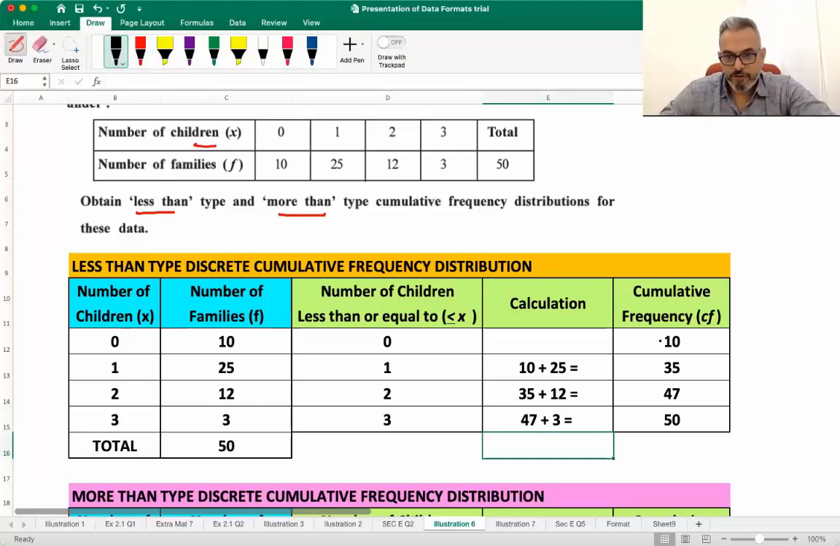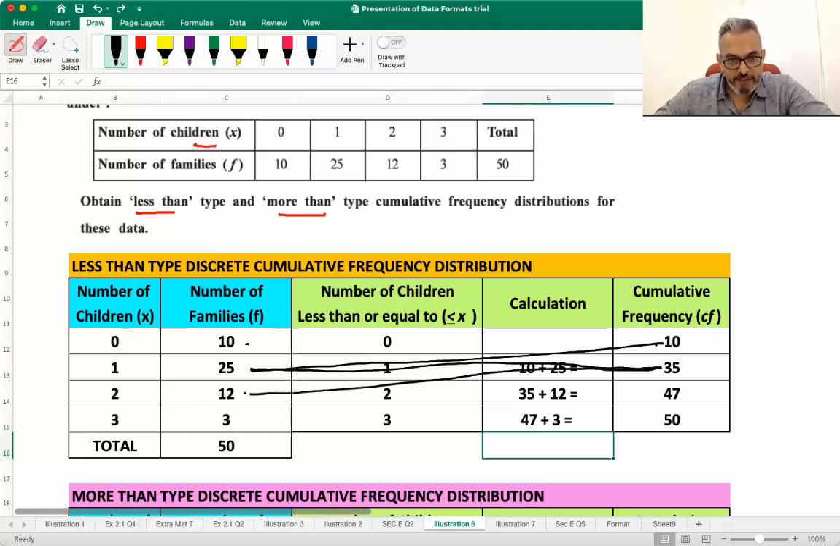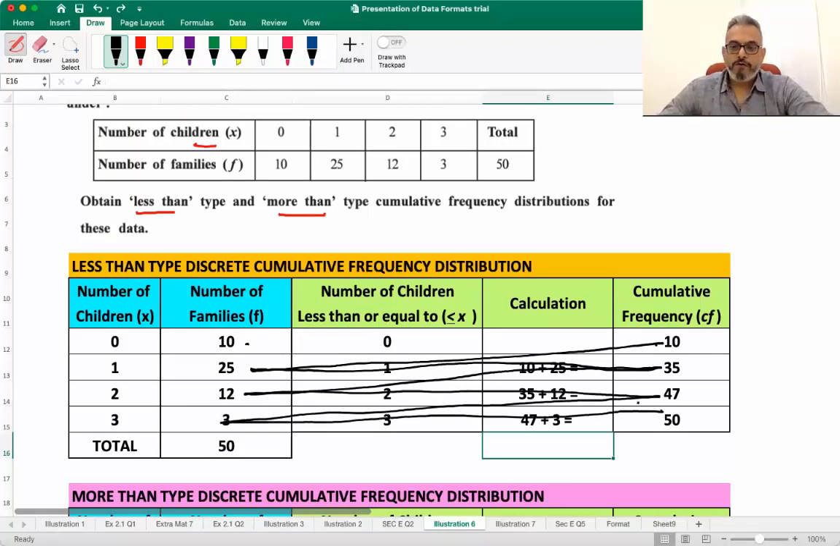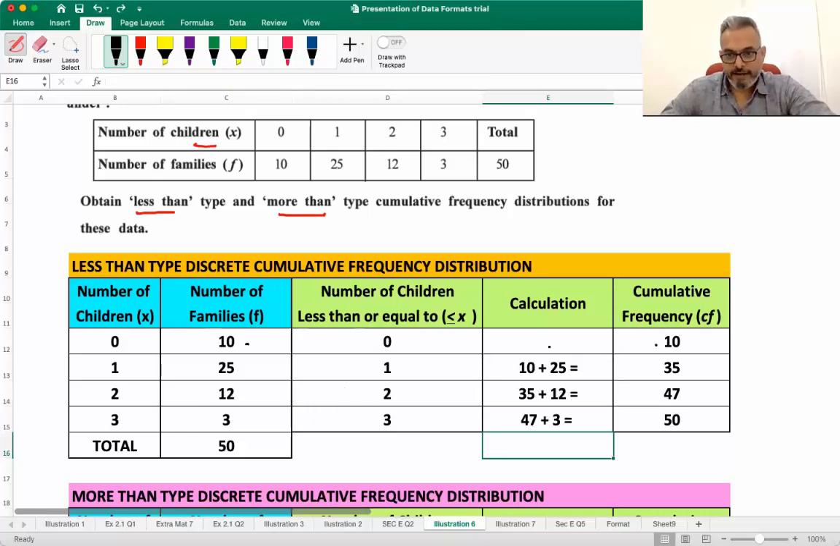Now, how did we do this? 10, cut 10, then 10 plus 25, which is 35. 35 plus 12, which is 47. 47 plus 3, which is equal to 50. So 10 cut 10, 10 plus 25, 35. 35 plus 12, 47. 47 plus 3, 50.